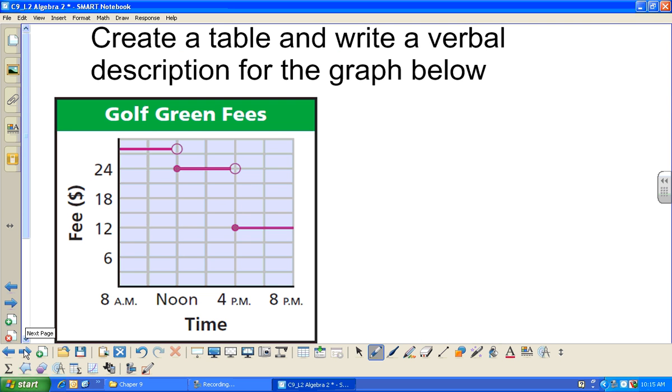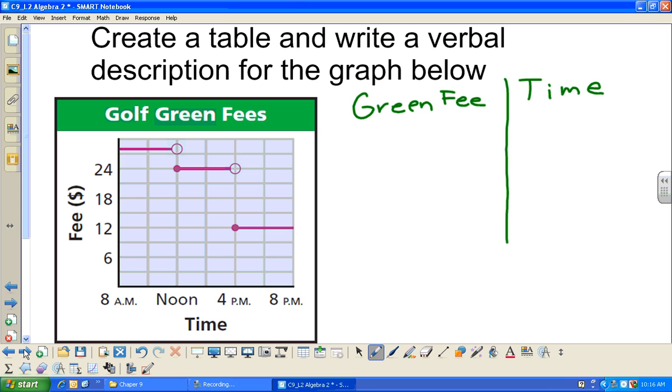I have to create a table and write a verbal description for the graph below. Well, I have two things here. I have the golf green fee, and I also have times that changes the fee. So what I'm going to do first is write out the different fees that the golf green has.